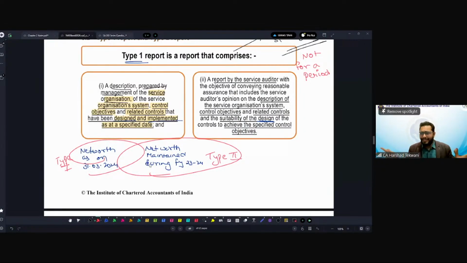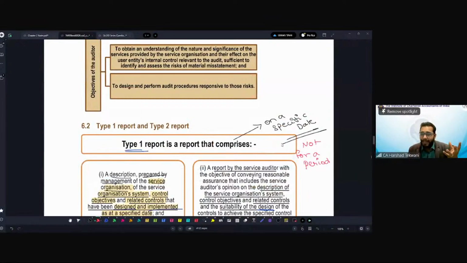Kind of a similar example. Not net worth related, but I'm just giving you an example. Throughout the period is something covered in type 2. But when I talk about a specific date, that is similar to a type 1 report, because a type 1 report gives you information on a specific date.